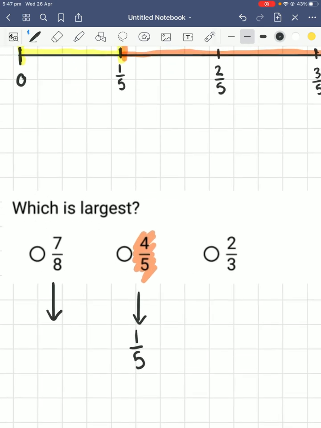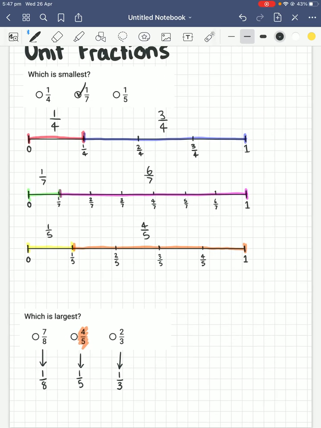7/8, that's very close to a whole. Very, very close to 8/8. It just needs 1/8 to make up a whole. And the same over here. This is very close to a whole as well. It just needs 1 more part. So you can see that all of these fractions are connected to unit fractions. And I know this is my smallest unit fraction because 8 is my largest denominator.